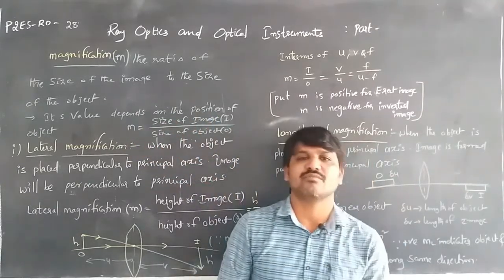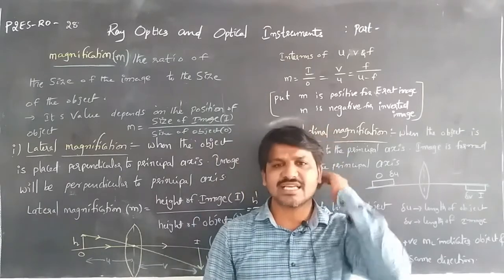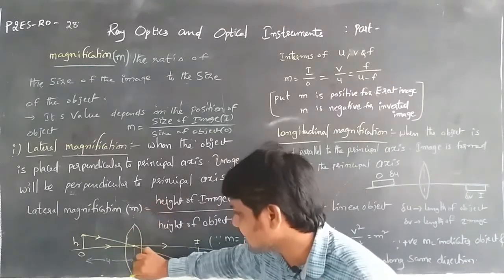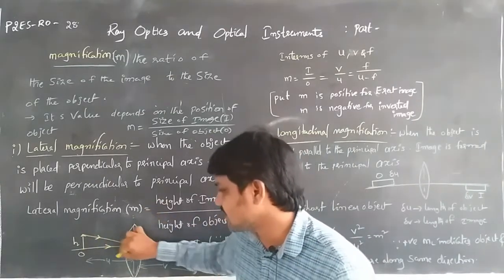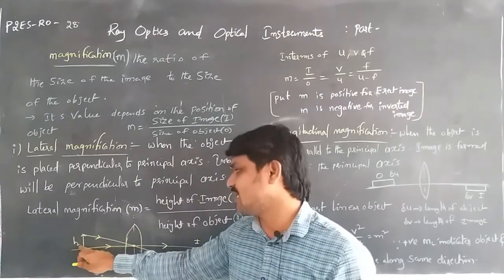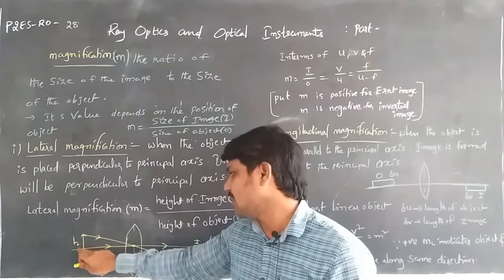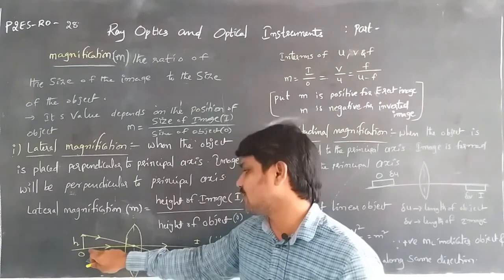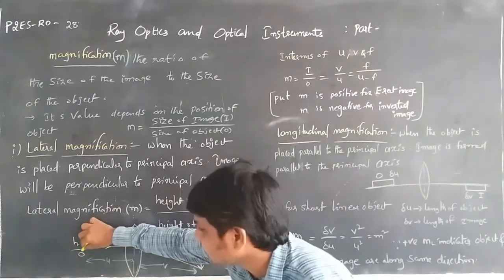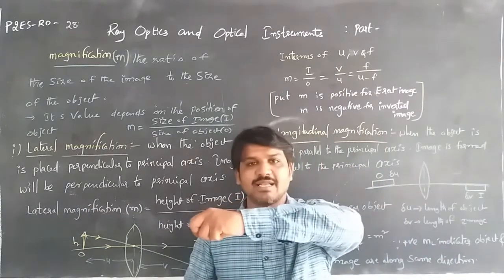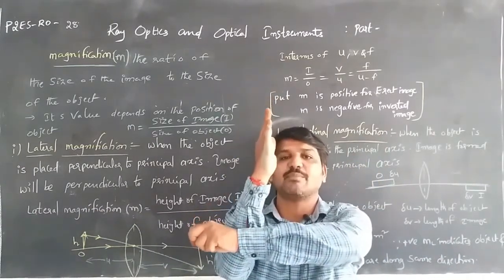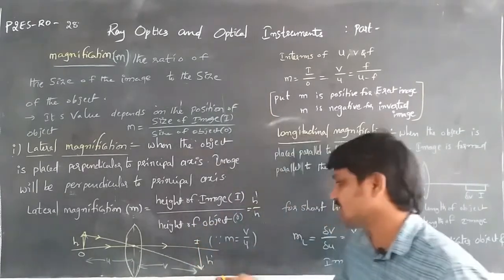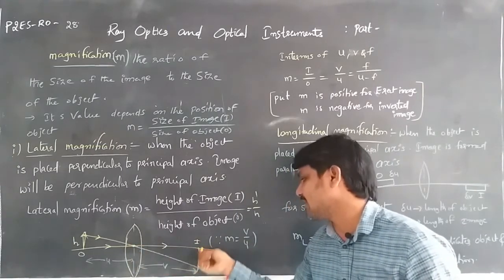There are two types of magnification. Whenever the object is placed perpendicular to the principal axis, like this, this is the lens and the object is placed at a distance u, and h is the height of the object. The object O is placed in front of the lens at distance u, perpendicular to the principal axis. Then the image is also formed perpendicularly.